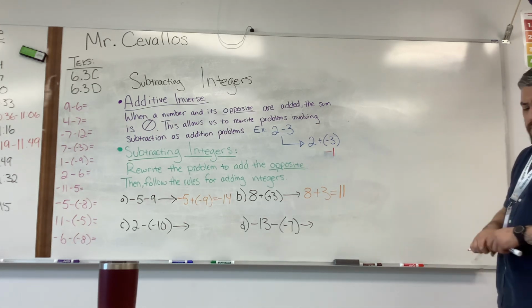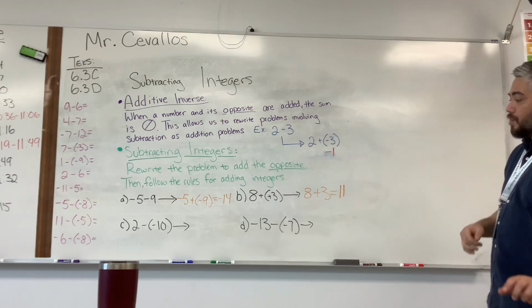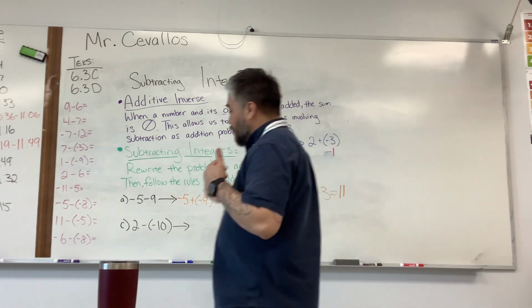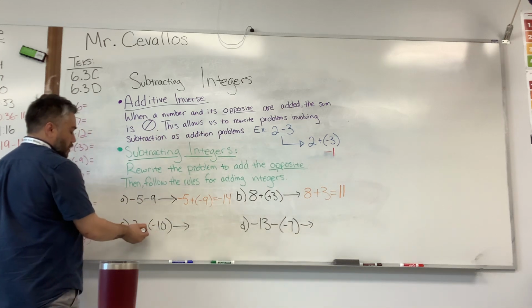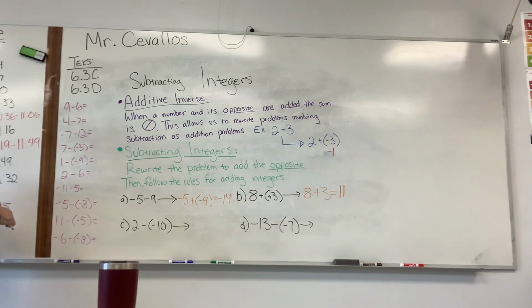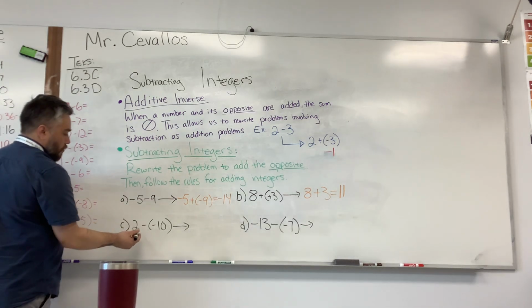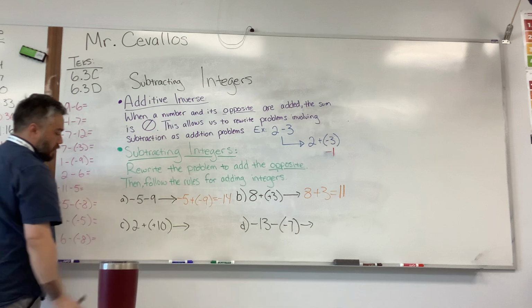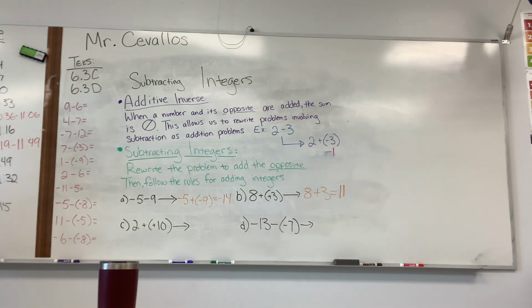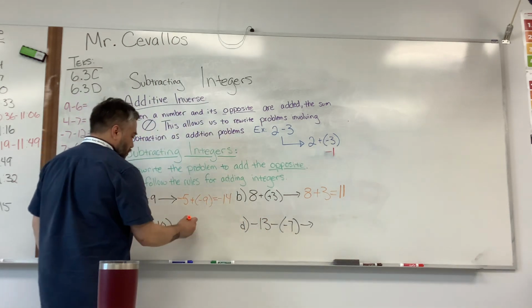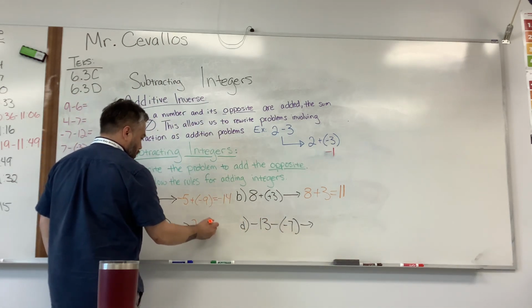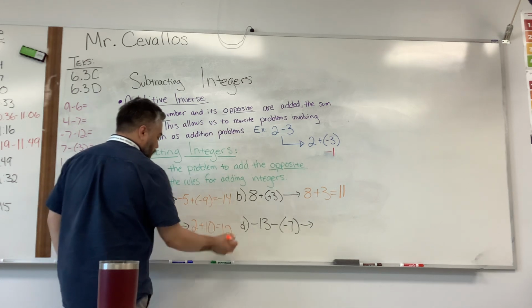We'll do the same thing with C. C says 2 minus negative 10. We can't do that. So when that happens, we take our minus negative and we add the inverse. Inverse just means opposite, so the opposite of a negative number is obviously going to be a positive. In this case, 2 plus 10 will give us that positive value of 12.